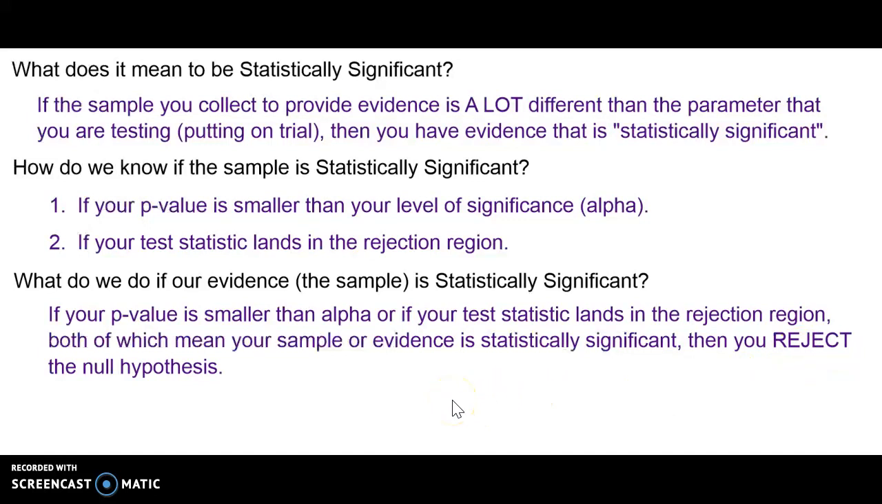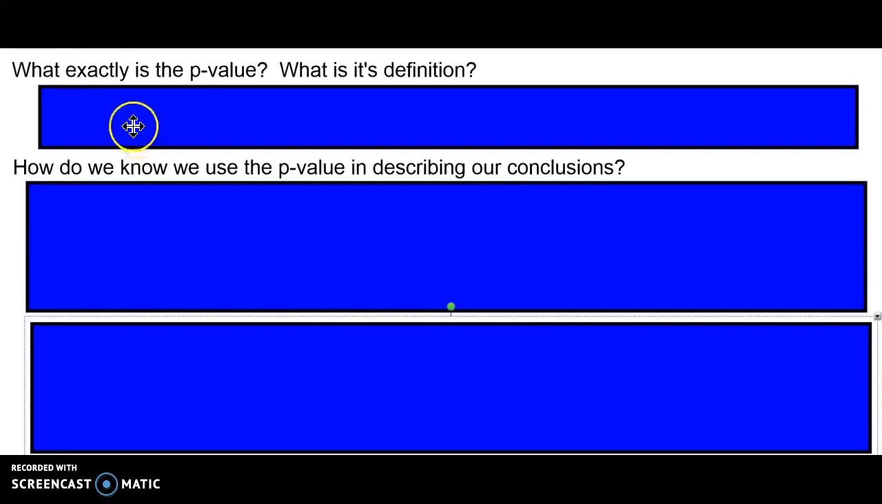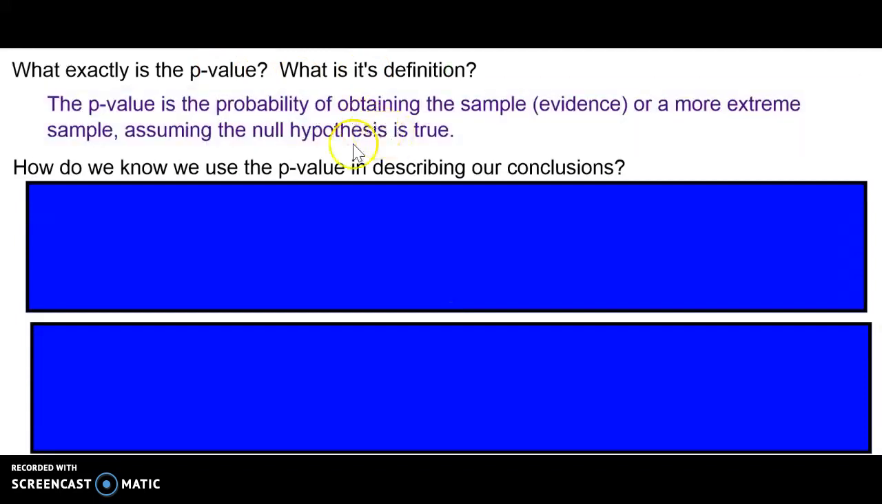Okay, I can understand that. I can follow those rules, but why do I reject the null hypothesis? Well, that goes along with what the p-value means. So let's talk about what exactly is the p-value. What is its definition? Well, this is my version of the definition.